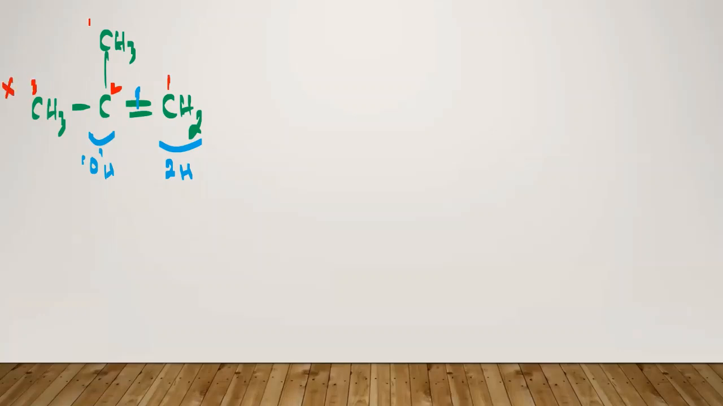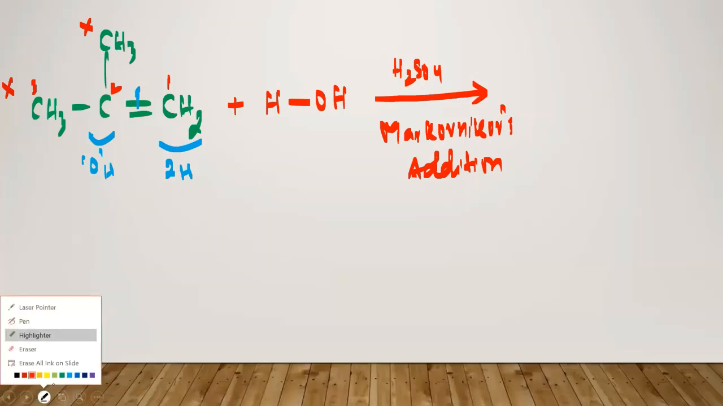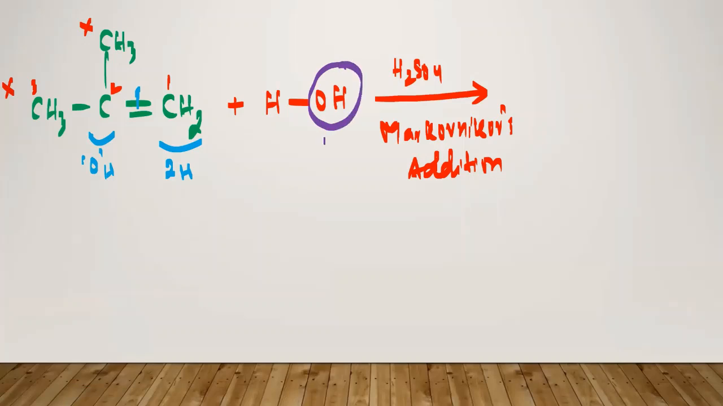This will not take part in reaction. Only carbon first and carbon second you have to think of. So let us add the water to this, my dear friends, in presence of an acid, H2SO4, and what will happen? Markovnikov's addition will happen. In Markovnikov's addition, you should remember, my dear friends, OH group will go to that carbon which has less number of hydrogen atoms. So it will go here, because here we have 0 hydrogens.